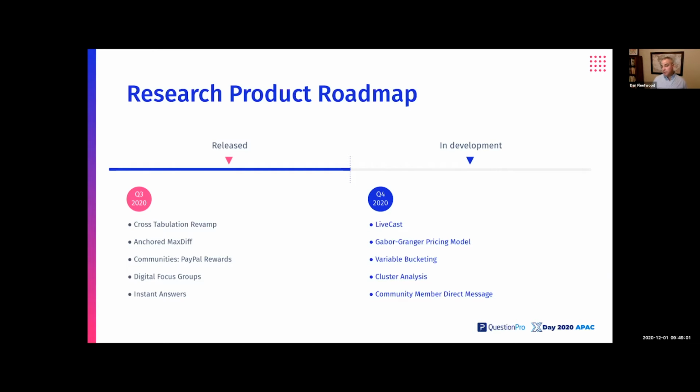Variable bucketing is something that we're going to be releasing as well, to where you can really bucket these variables and then use those for analysis later on. Cluster analysis is something that we're also going to be releasing, so continuing to advance research here. And then also, in terms of a community feature, being able to chat and message directly with a member without having to use any sort of email communication. So this kind of goes back into engagement and making it seem more real there.